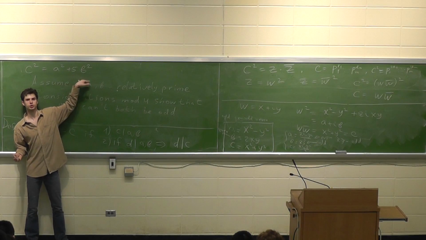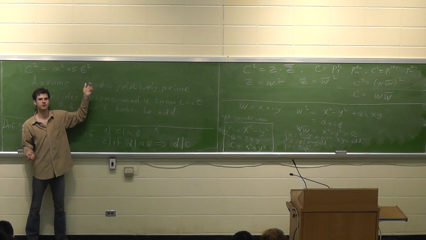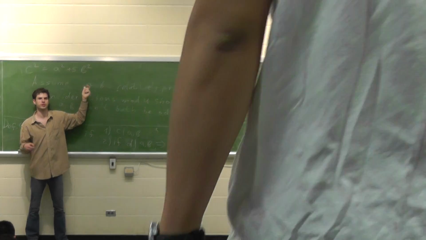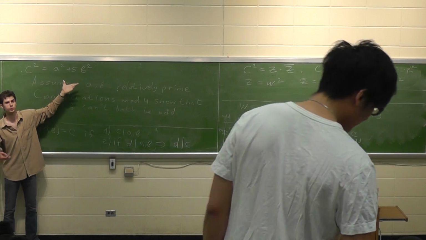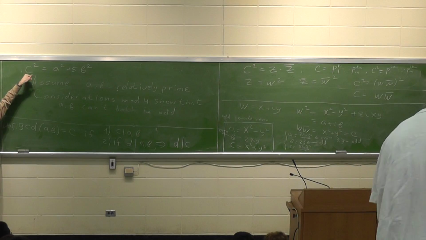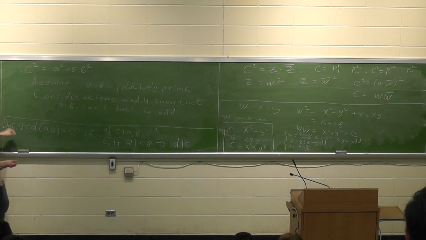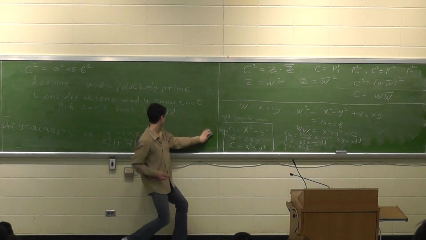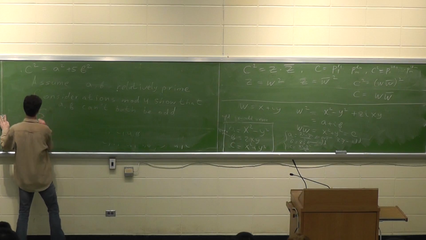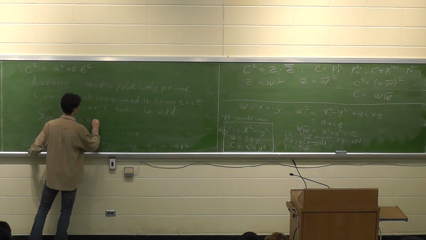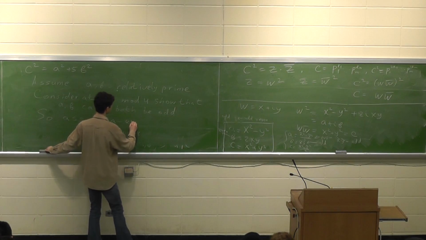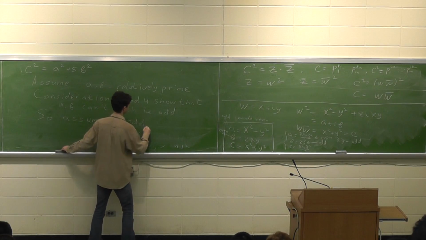On the right hand side, modulo 4, you have A squared plus B squared. If A and B are odd, then A squared and B squared are 1 modulo 4, and then the sum is 2 modulo 4, but a square can't be 2 modulo 4. So once again, we can assume A is odd, B is even.